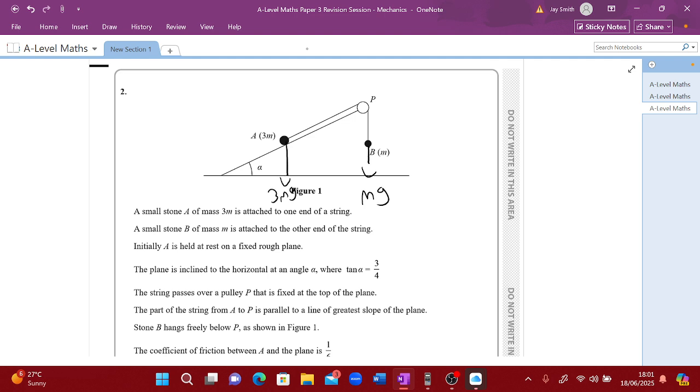And remember, because this is inclined, it's best to resolve perpendicular and parallel with an angle alpha there. So that's going to be 3mg cos alpha, and that's going to be 3mg sine alpha. So that's the component parallel and perpendicular to the plane. I realise this is sine because it's facing the angle.